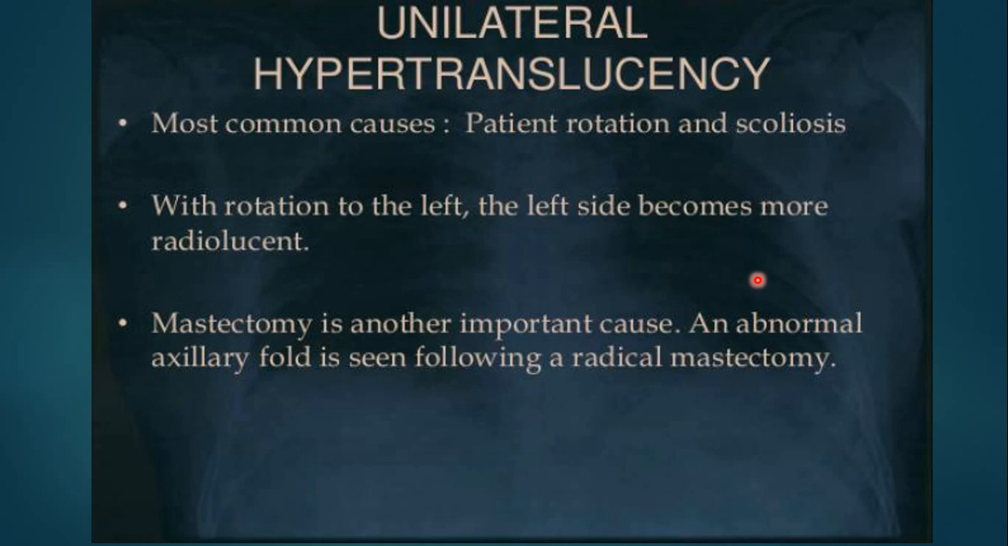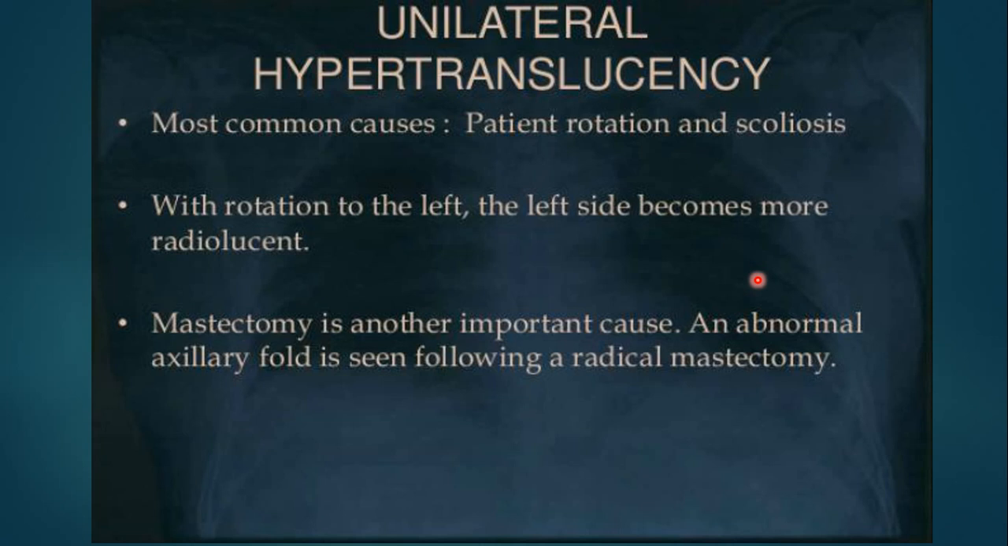The most common cause of unilateral hypertransradiancy is patient rotation and scoliosis. Most commonly, the patient is not well centered, it's rotated to the right or to the left a little bit, so it's technical. And in cases of scoliosis, it will be almost impossible to make a proper, well-oriented, well-centered chest X-ray. So we have to deal with that.